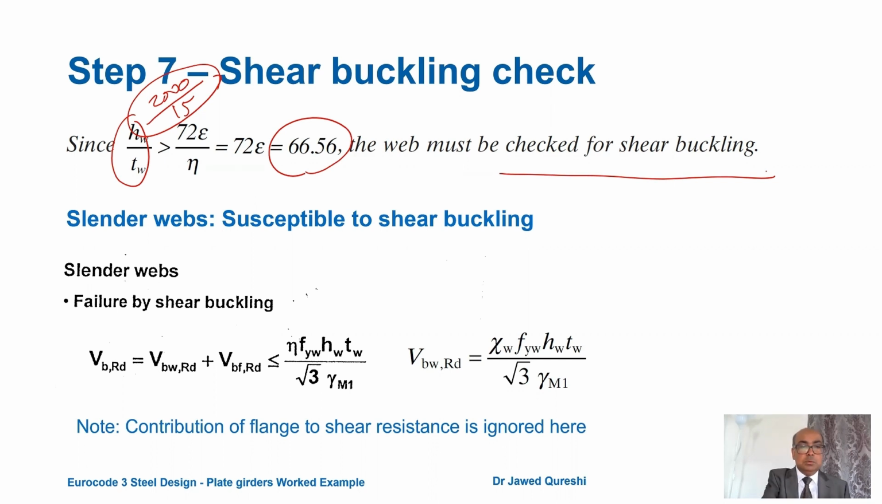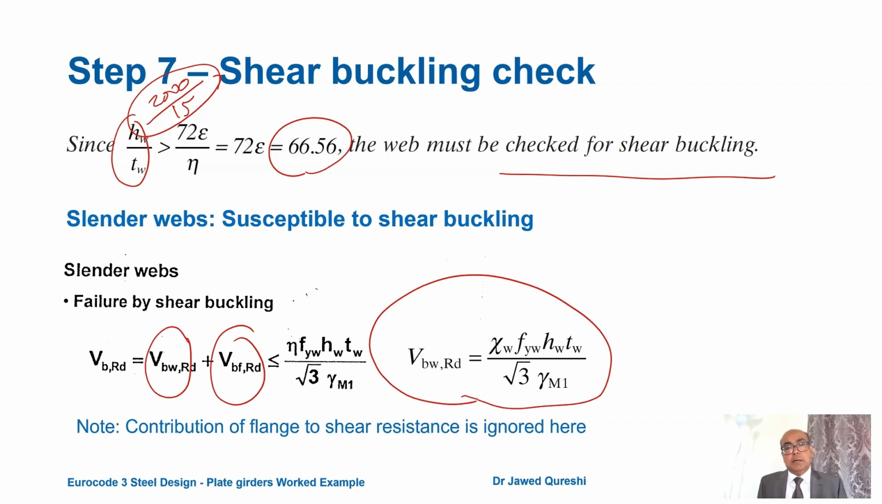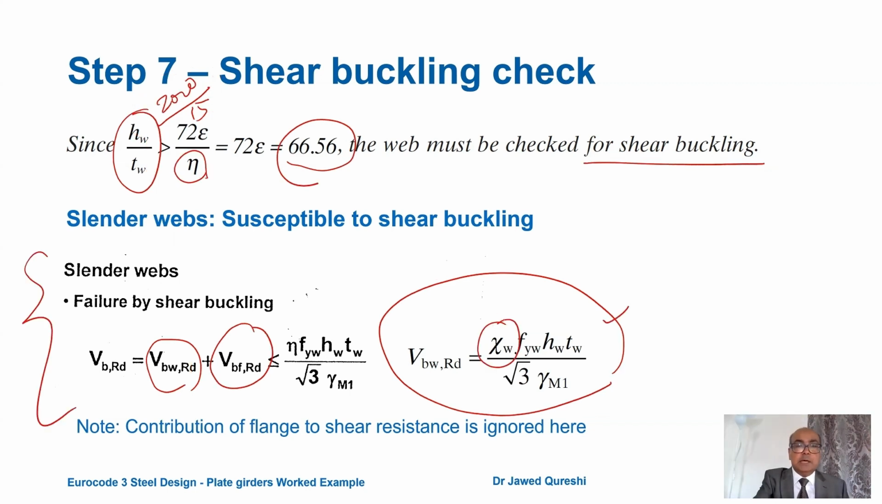Now there are 2 contributions. One is by web, other is by flanges. We will ignore the contribution of flange and simply work out the shear contribution by web, where we use this reduction factor approach. And our entire focus now will be to find out this psi W reduction factor.